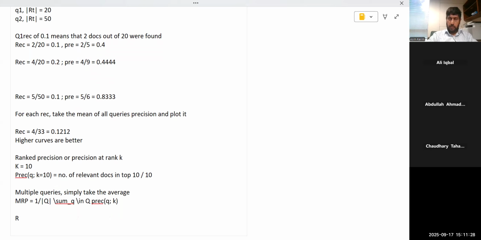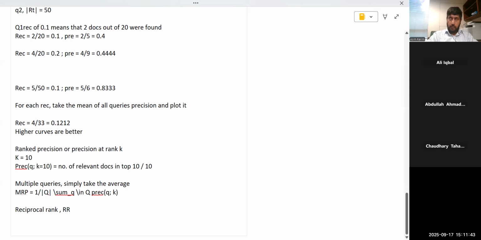One is the other measure, called the reciprocal rank. ठीक है. So this is another measure, sometimes called RR. इसका भी मीन निकाल सकते हैं, मीन RR हो जाएगा. So what is this? Basically, this looks at the first relevant document of a query.